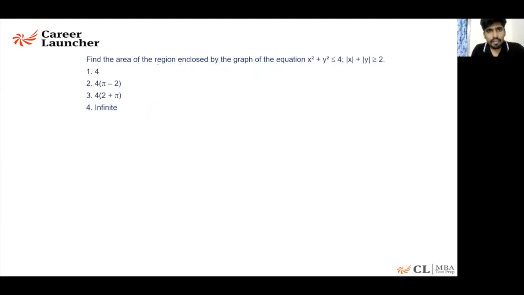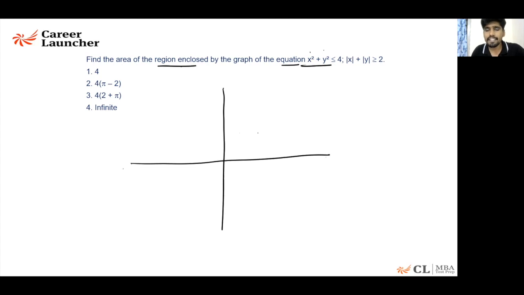That should be. Find the area of the region enclosed by the graph x square plus y square less than or equal to 4. So x square plus y square is equal to r square is an equation of a circle. So let's draw the circle such that the radius is 2 and the origin is 0, 0. Okay, so this is the center. The circle will look like this: 2 units on the x-axis, 2 units on the y-axis.